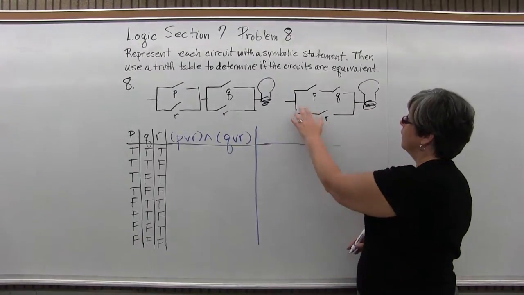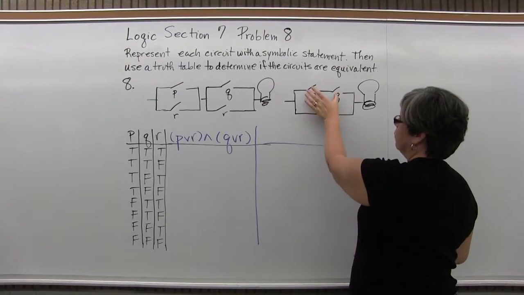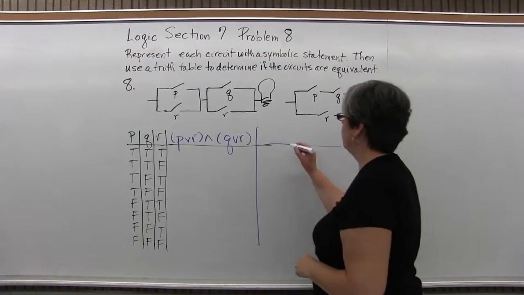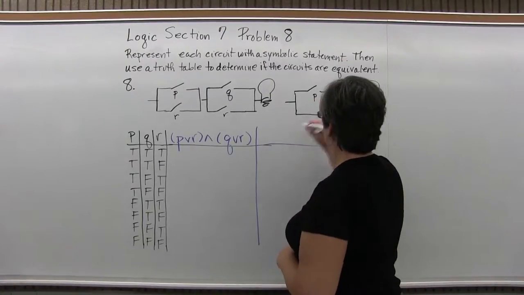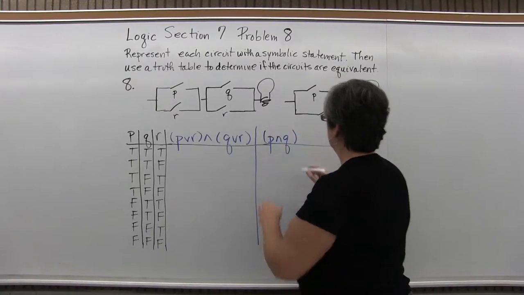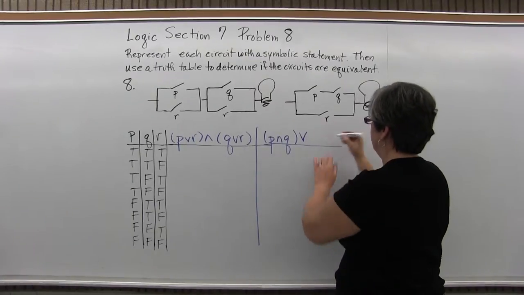The second is another parallel circuit with a series on the top and a single one on the bottom. So the parallel means we're going to have this first, P and Q, the series on the top, or the bottom R.